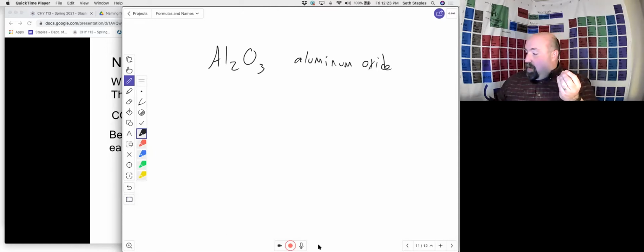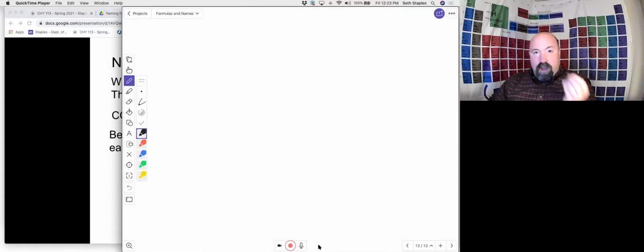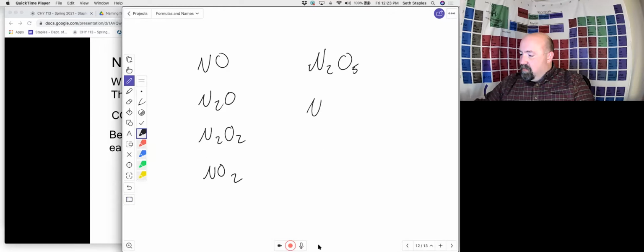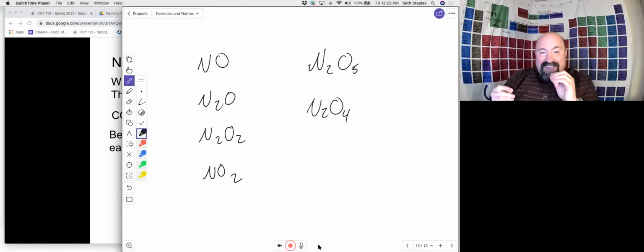And so nitrogen and oxygen, for instance. Nitrogen and oxygen can come together like this. They could come together like this. They could come together like this. They could come together like this. They could even come together like this or like this. And these are all ways that they really do exist in nature.